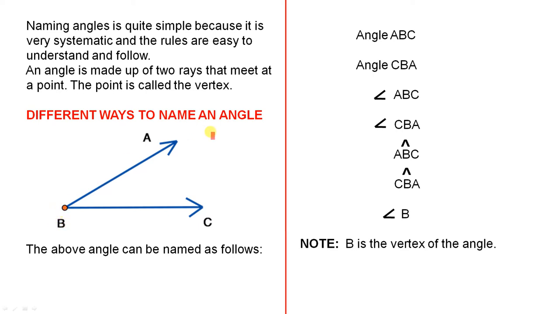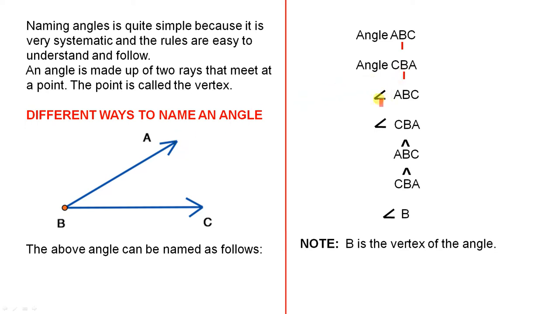Different ways to name an angle. The above angle can be named as follows. Angle ABC, so you can use the word angle, and notice the vertex is the letter in the middle. Angle CBA, so you can go angle ABC or you can go angle CBA. It doesn't matter which order, as long as the vertex is in the middle.